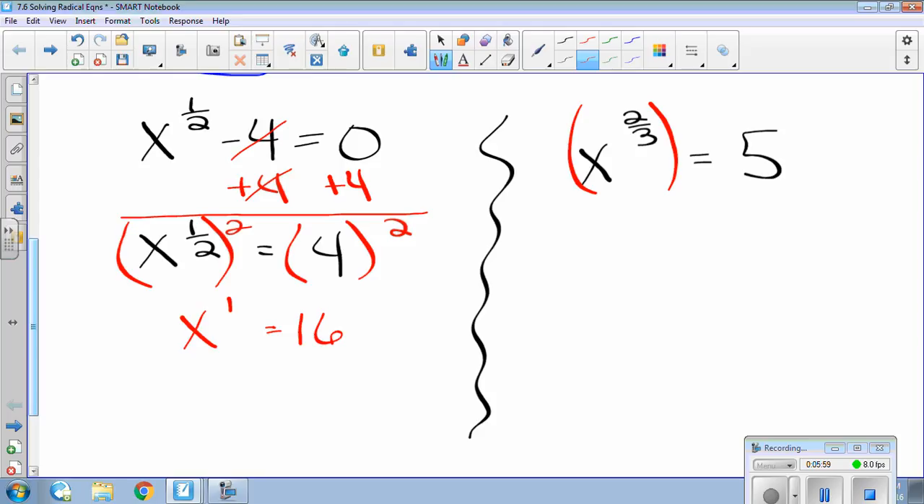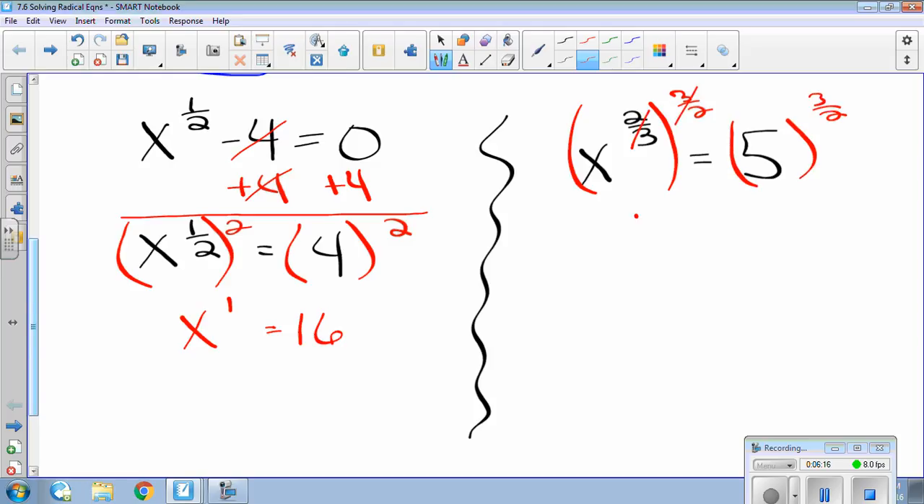3/2. Because that's the only way you can make this exponent turn into a 1, when you raise it to 3/2. Because now you have 2/3 times 3/2, which is 1. Make sense? But if you do it to the left, you have to do it to the right.